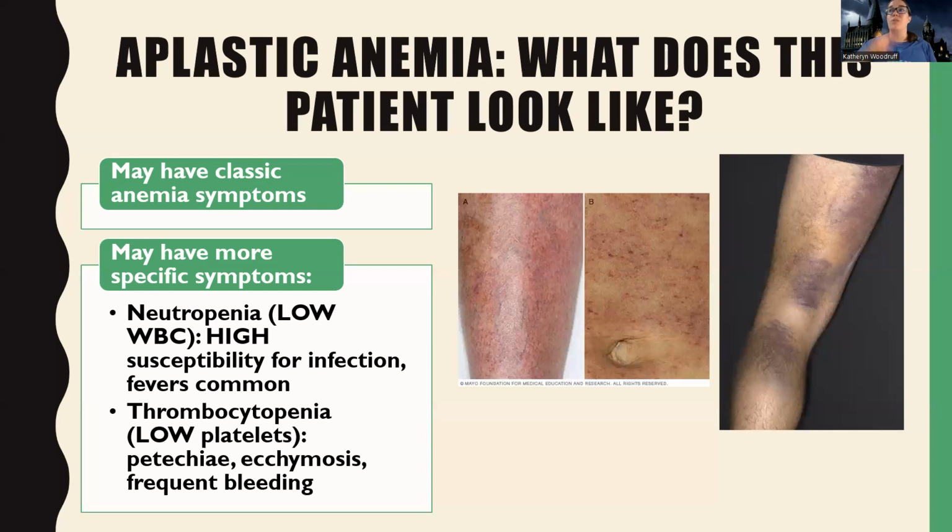So I have a patient who's pale, weak, tired, fatigued, short of breath, having all these anemia symptoms. And then also they're really high risk for infection and they're really easily bleeding. So you can see where there can be a lot of problems with aplastic anemia.